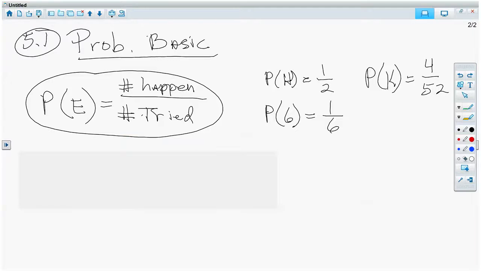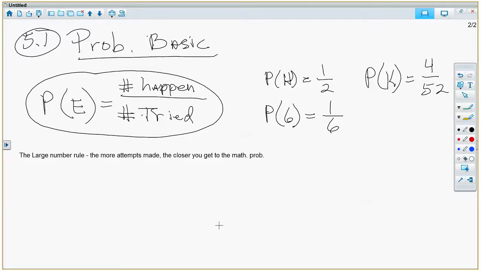Okay, there it is. Large number rule. The more attempts made, the closer you get to the mathematical probability. And the best way to explain that is by telling you the story.